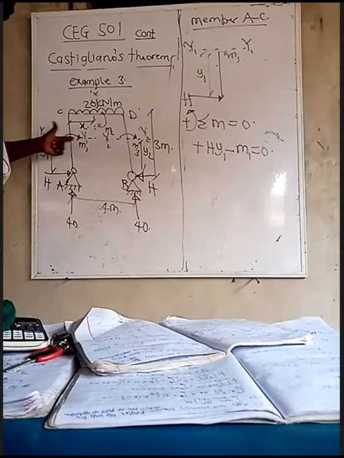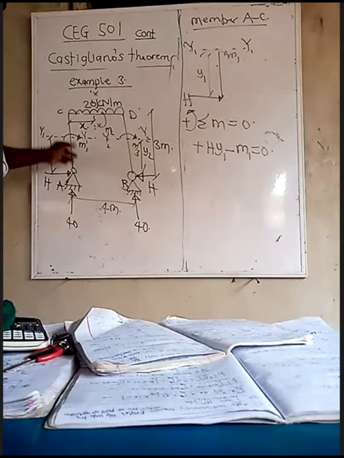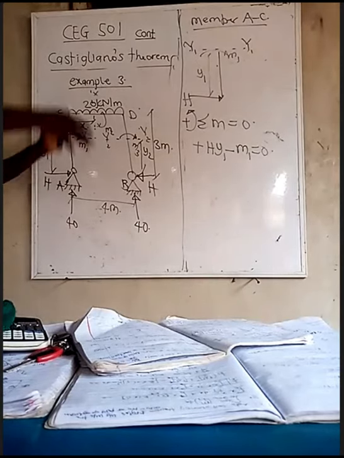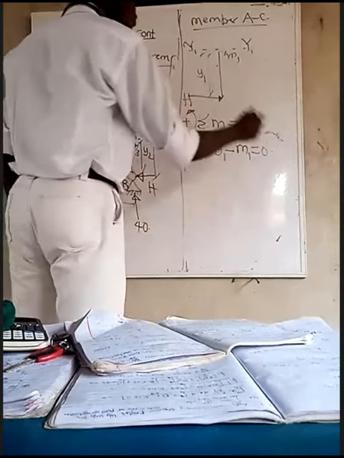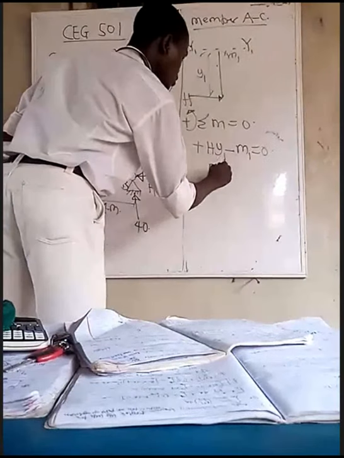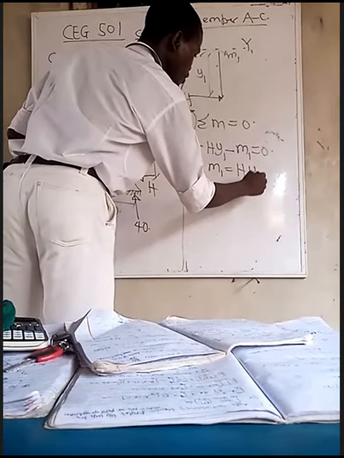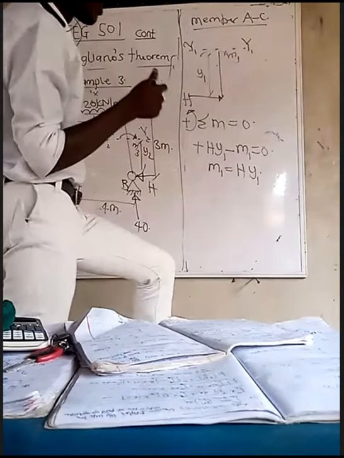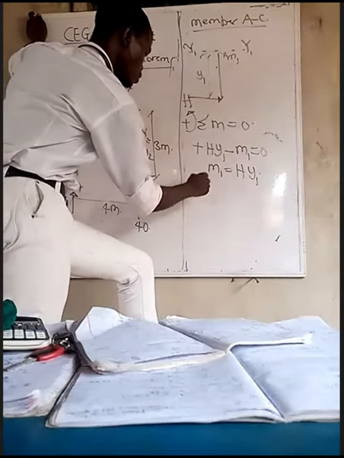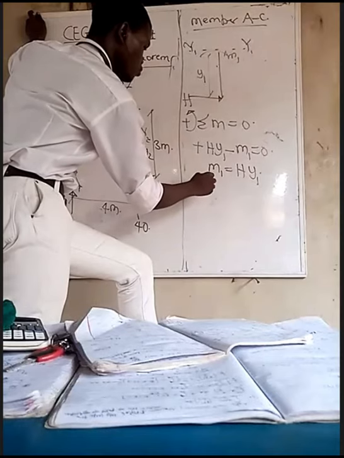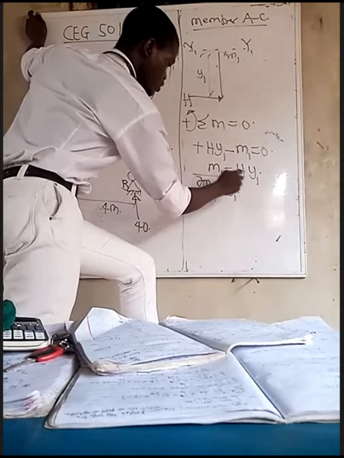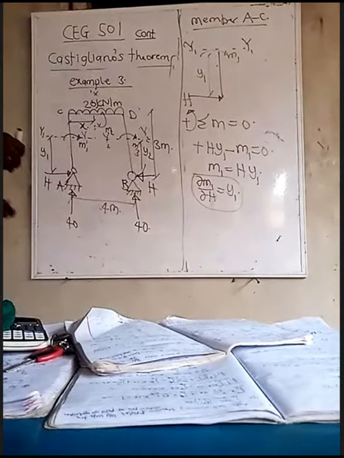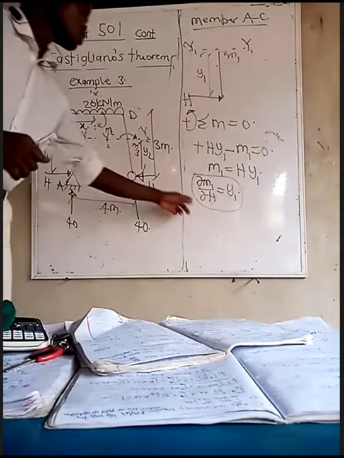It can contribute to the moment in this part of the beam, I mean, the moment in the section of the member. So let's take it like that, in the member, H Y1 minus M1 is equal to 0. So we have M1 equals H Y1. So all we need to do now is the derivative of M1 with respect to H, which will be equal to Y1, because we are going to need it when we are applying the Castigliano theorem. The derivative of M1 with respect to H equals Y1.